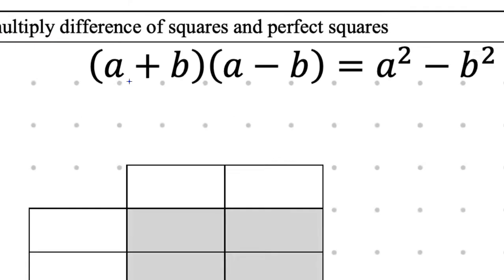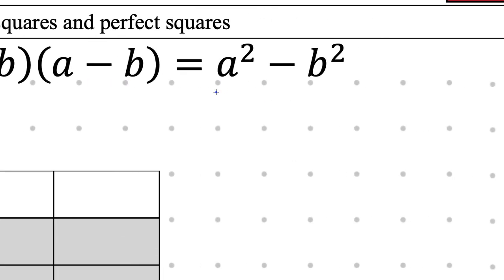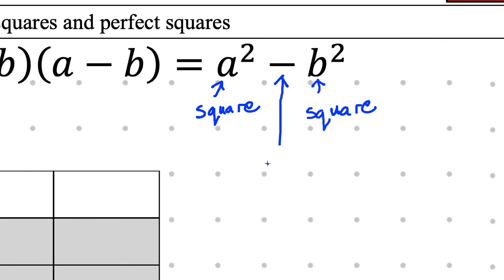So difference of squares. Notice that this a squared is a square. You can label that, and it's kind of silly to label it because you literally read that as a squared, so it's obviously a square. And b squared, guess what? That guy is also a square. I know I'm blowing you away with this knowledge. You had no idea that those were squares. And the word difference means subtract. So that is a difference because we are subtracting.